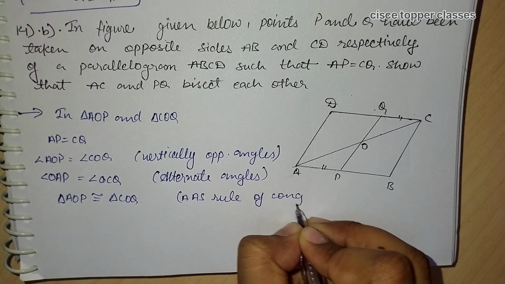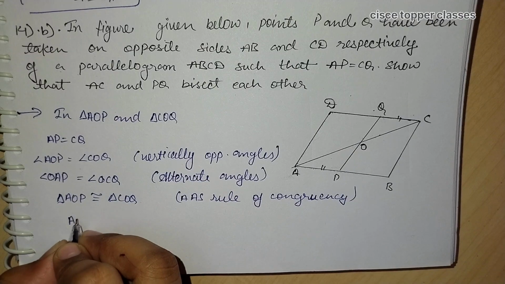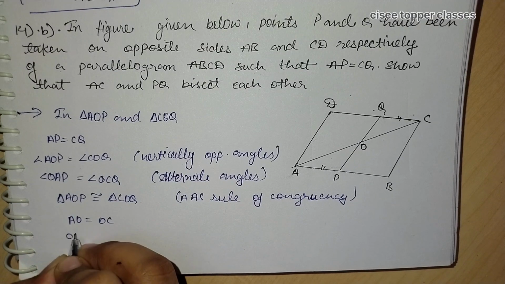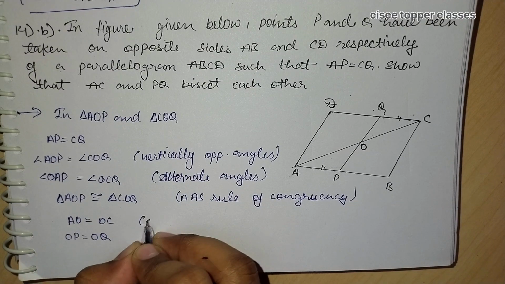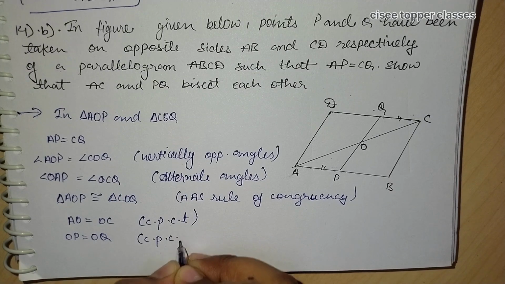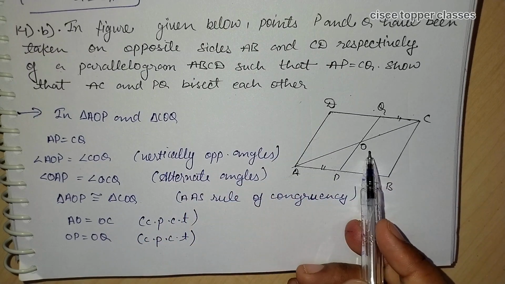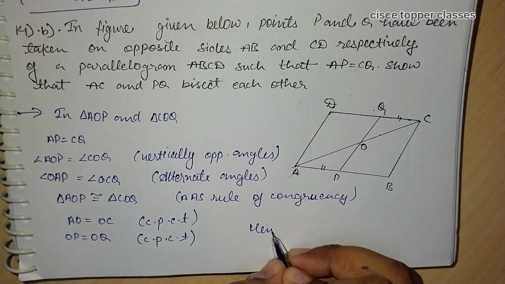And from this congruency we can prove that OA is equal to OC and OP is equal to OQ by CPCT. This is all we have to prove. So proved here that AC and PQ bisect each other at O. Hence proved.